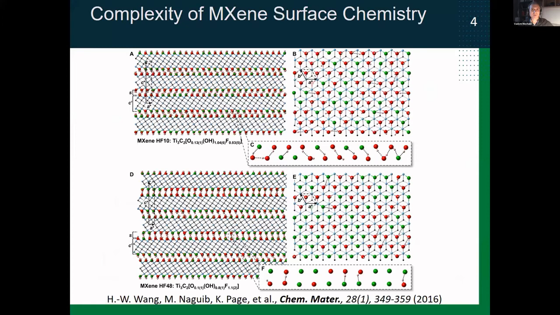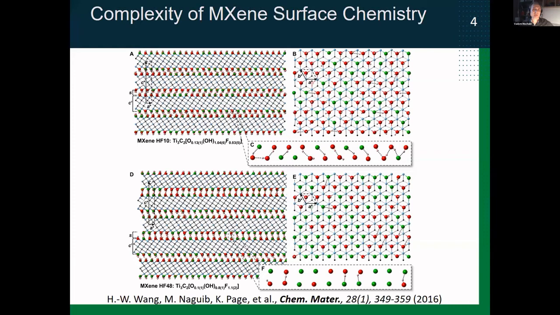Five years ago, Drexel researchers in collaboration with Oak Ridge did this work using neutron scattering and PDF analysis to quantify surface chemistry. So since that time, we knew that the surface chemistry of MXenes is very complex, and it's also very variable, depends on so many factors, on synthesis procedure, on storage conditions, and so on.